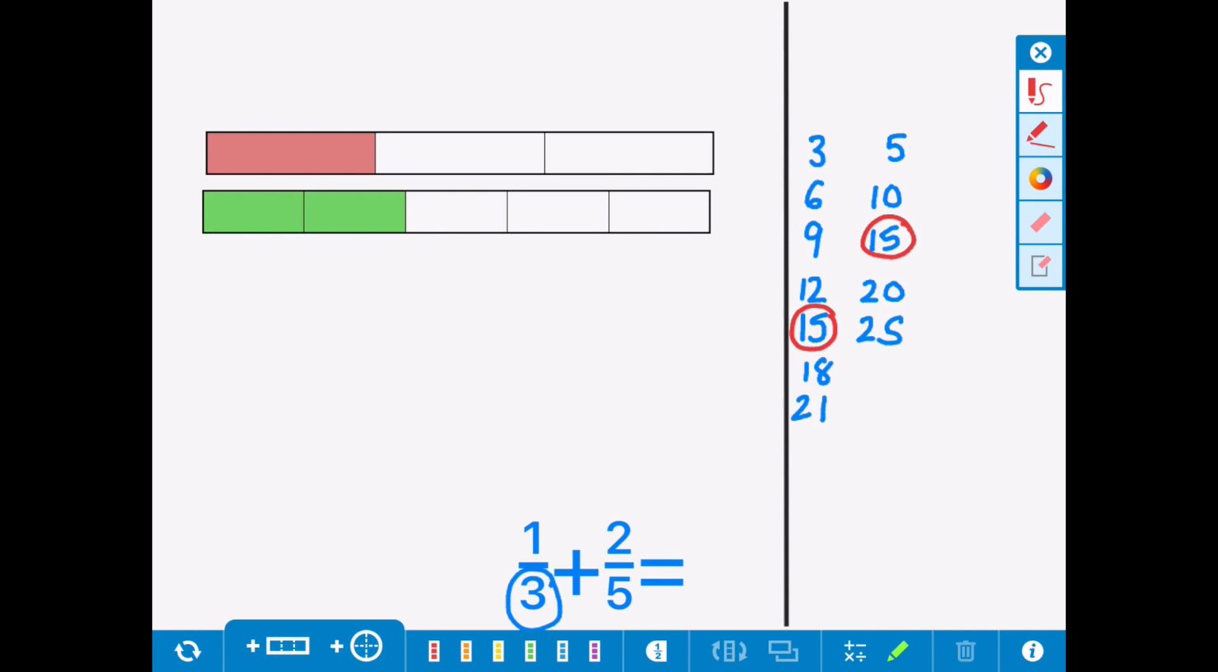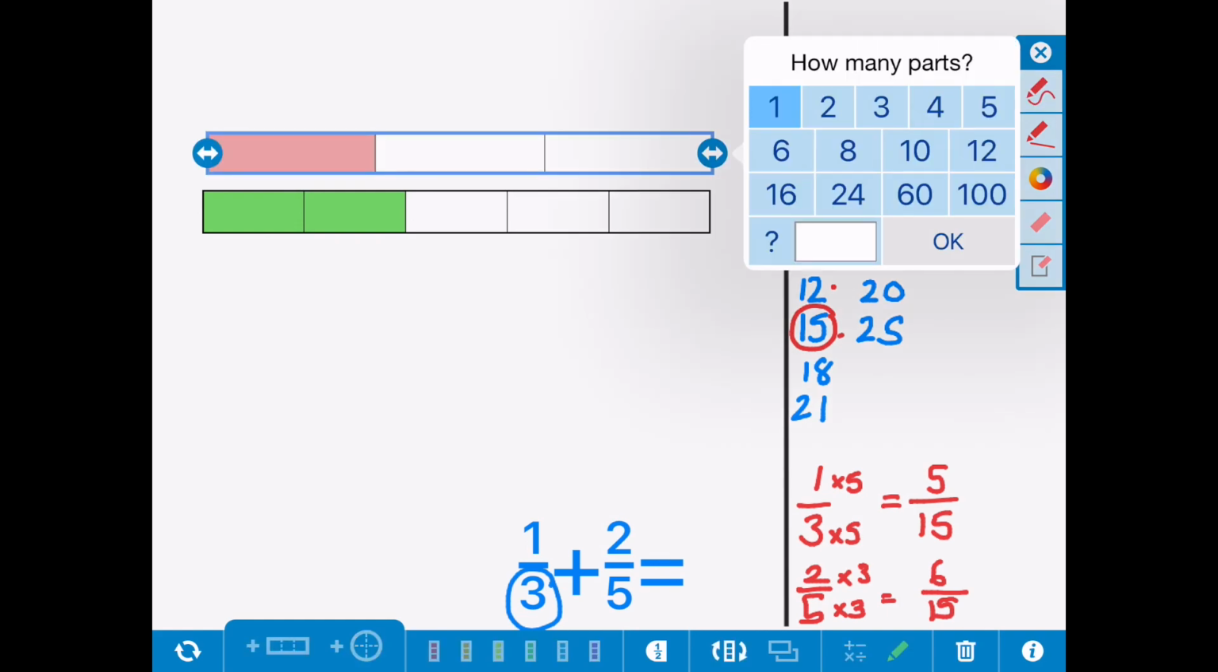So what I'm now going to do is convert my third into 15ths and my 2/5 into 15ths. So my 1/3, because there are 1, 2, 3, 4, 5 to get to 15, I'm going to have to multiply this by 5, and I'm going to multiply this by 5, so I end up with 5 over 15. And then I'm going to do the same for the fifths. I've got 2/5, and because there are 1, 2, 3 multiples to get to 15, I'm going to multiply 5 by 3, and I'm going to multiply 2 by 3, which is going to give me 6 over 15.